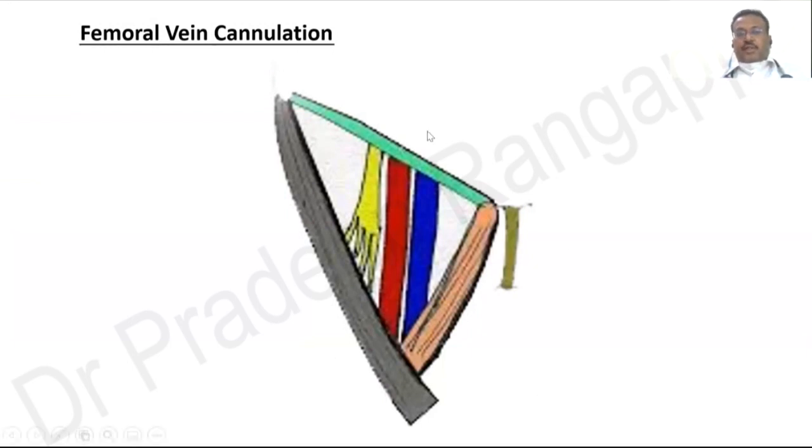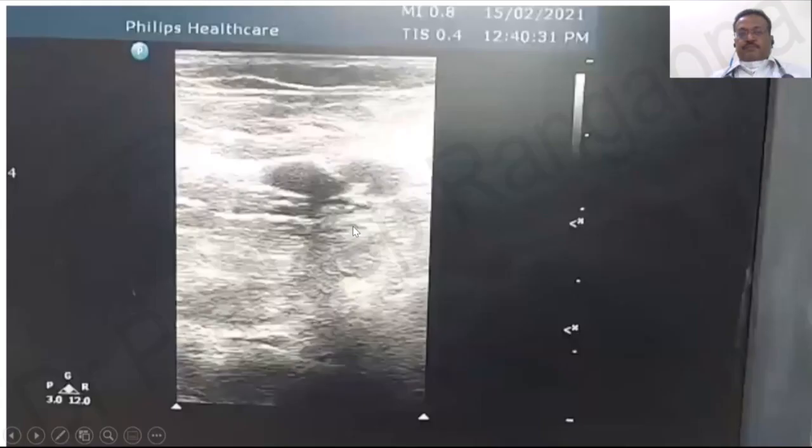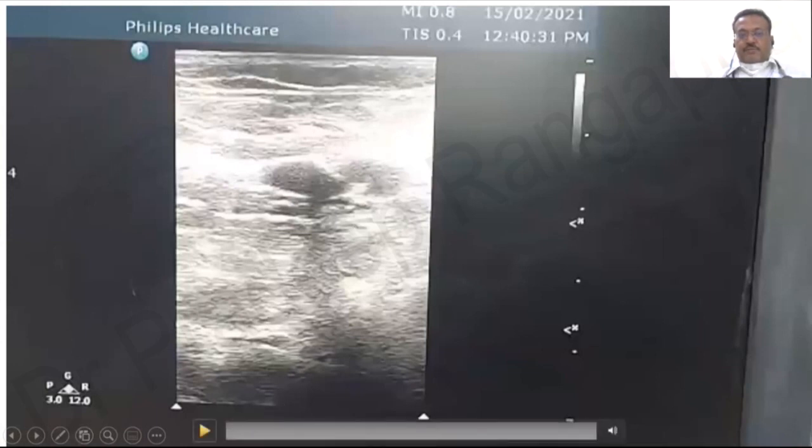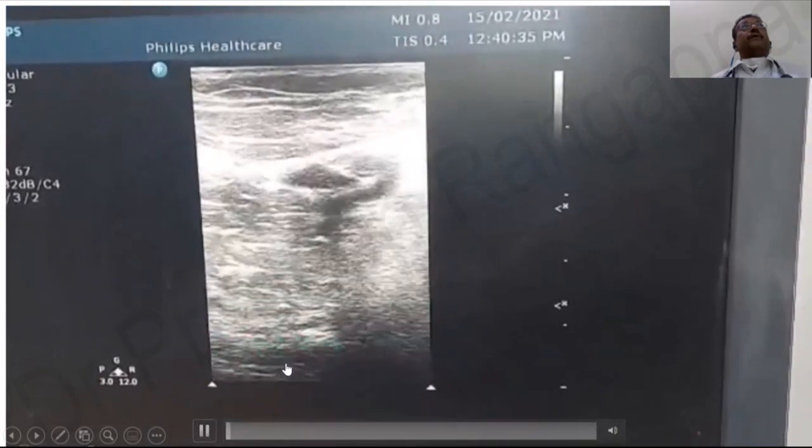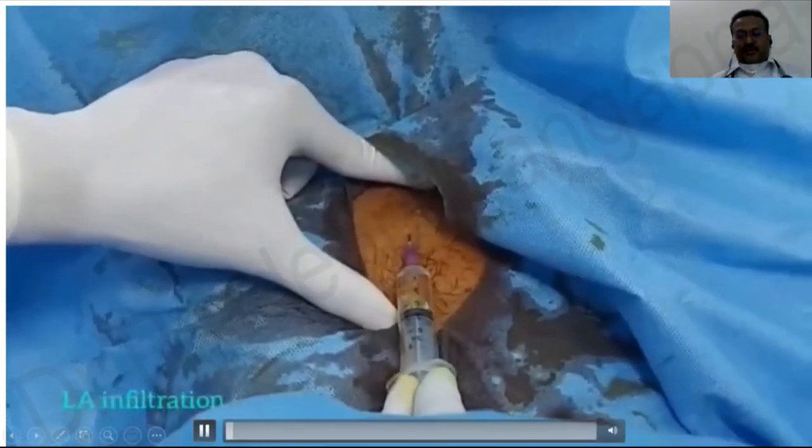We'll go to the femoral vein. So if you look at the anatomy of the femoral vein, I'm sure all of you would be very familiar. So the way to remember is VAN. So vein comes medial, then artery, and then the nerve. So the medial-most is the vein, then artery and the nerve. So this procedure was done in our ICU. So I'll just show the video of the femoral vein cannulation. So that's the right femoral vein. So this was done in our ICU.